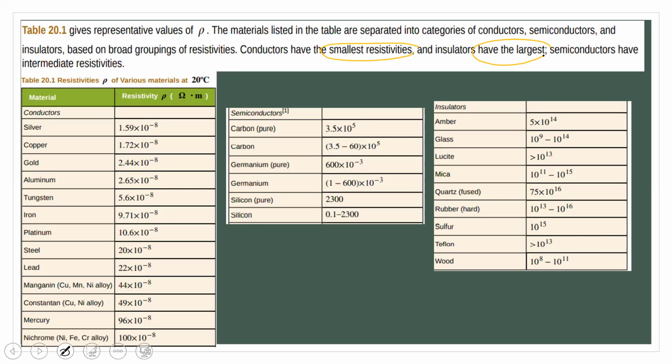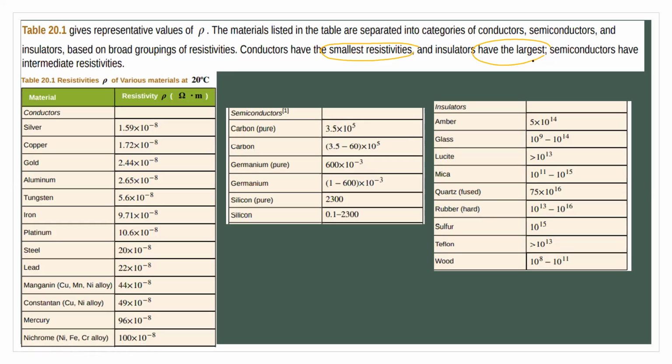Let's see the conductors here. Examples: silver, copper, gold, aluminium, tungsten, iron, platinum, steel, lead, mercury, nichrome, manganese, constantan. All of these have small resistivity. Look at it, it's 1.59 times 10 raised to the power negative 8. This is very small. So the resistivity for the conductors is the smallest.